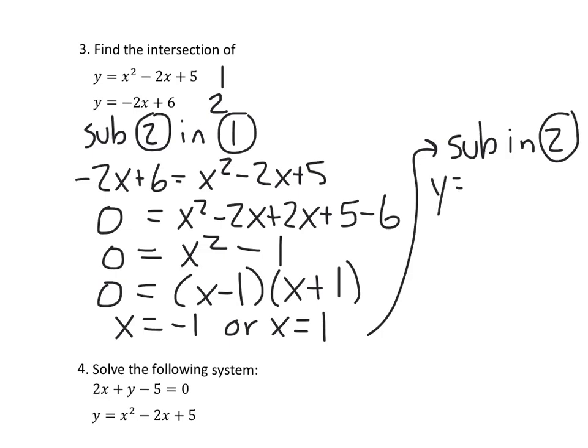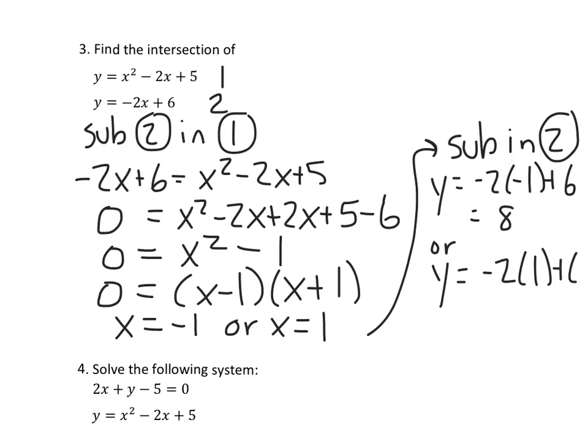y equals negative 2 times negative 1 plus 6 gives us 8, or y equals negative 2 times 1 plus 6, which gives us 4. Therefore, the solution to this system is (negative 1, 8) and (1, 4). These are the 2 points where the line intersects the curve.